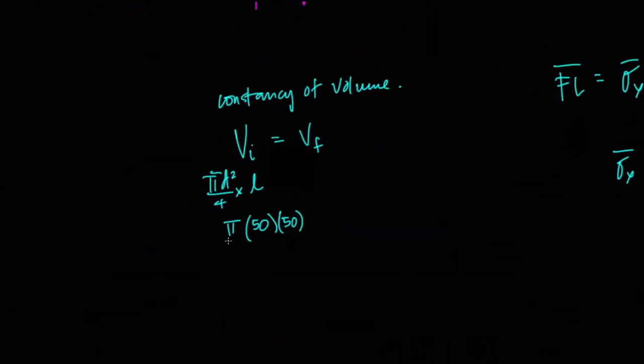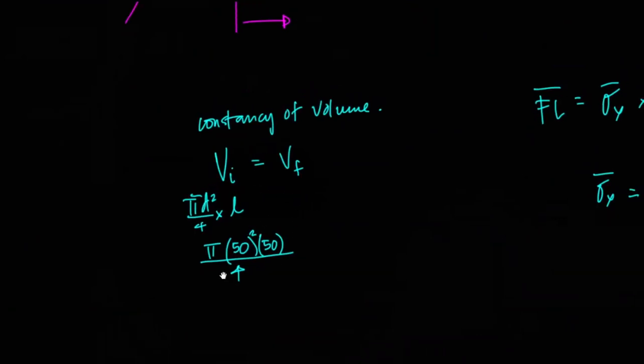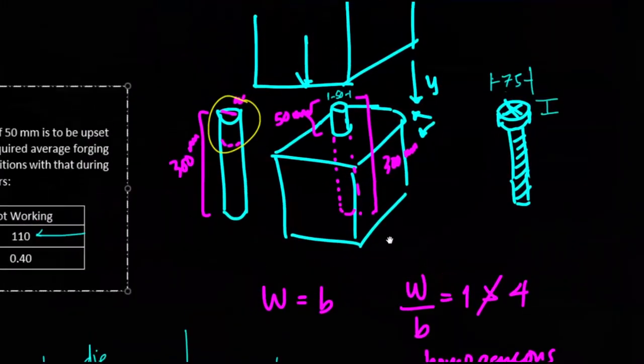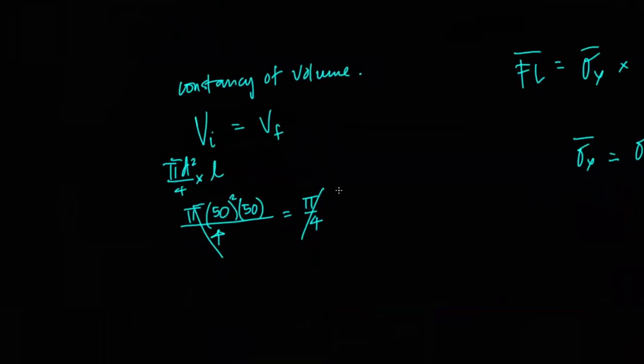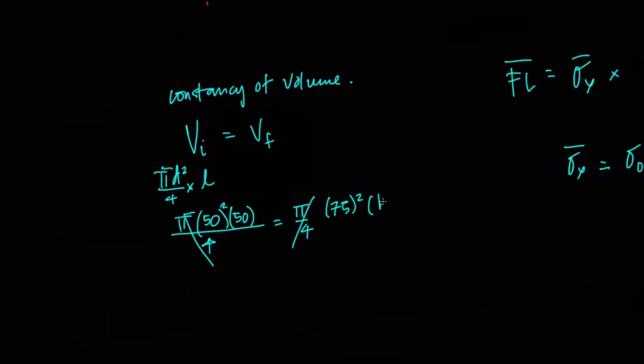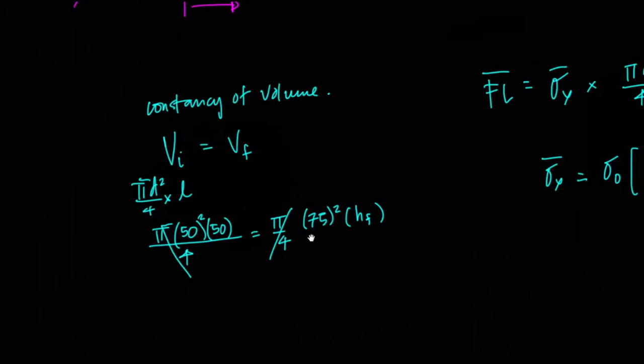So I'm sorry. Pi 50 squared times 50, over 4 times 50. Tama? Tapos equal dapat to sa pi over 4, and we can actually cancel the pi over 4. No? Equal siya sa yung final diameter natin is 75. Tama? 75 ito. Kasi dapat daw it should increase. Ang sabi dito, the diameter increases by 25. So meaning plus 25 siya. So that becomes 75 squared times, ito na yung hinahanap natin. So this is H final, no? Tama? So we have 75 squared H final.